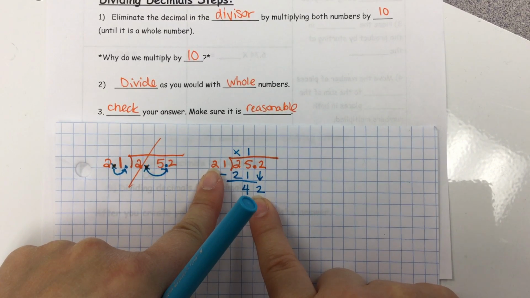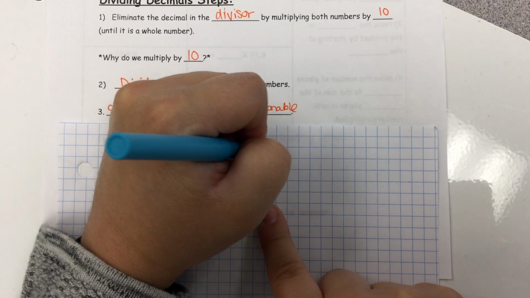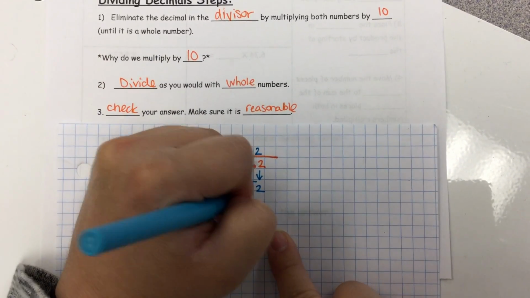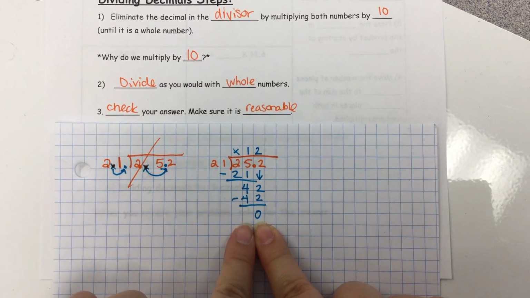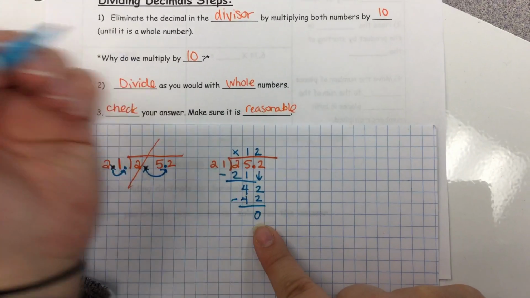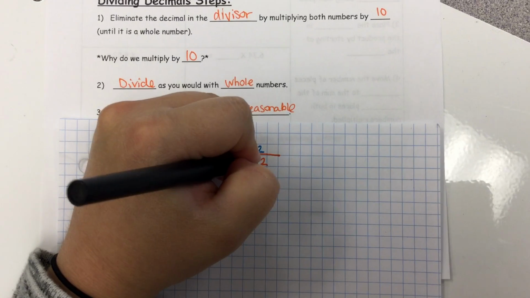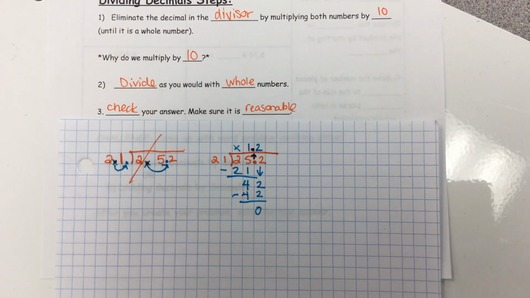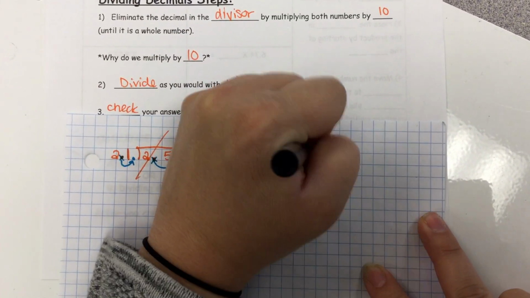21 goes into 42 how many times? Well, it goes in there actually 2 times. 2 times 21 is 42. 42 minus 42 is 0. I get a remainder of 0, so my problem is done. The only other thing that I need to do is I need to make sure that my decimal that's in my divisor gets brought up into my quotient. So my final answer here is 1.2.